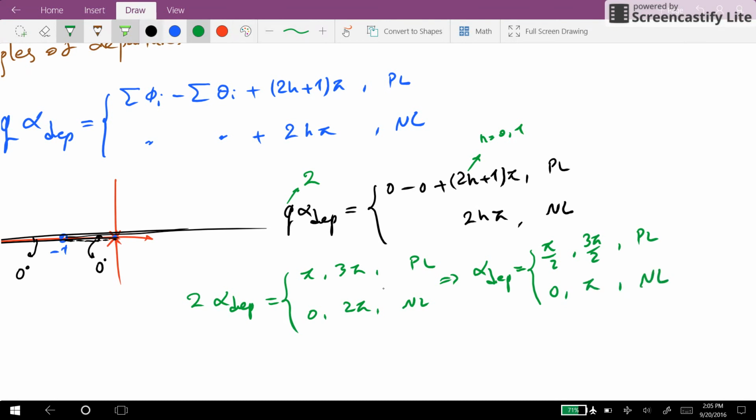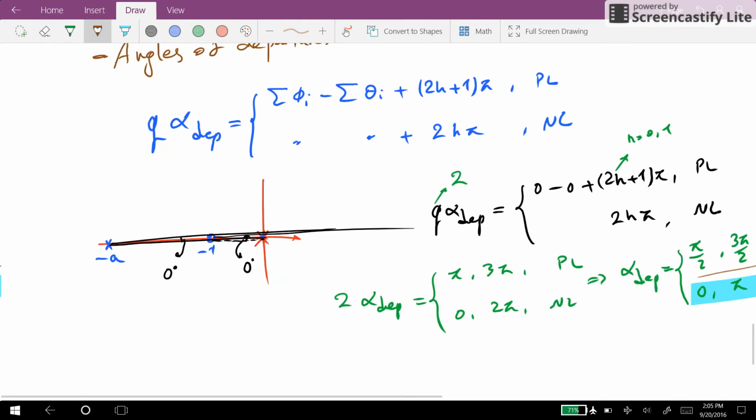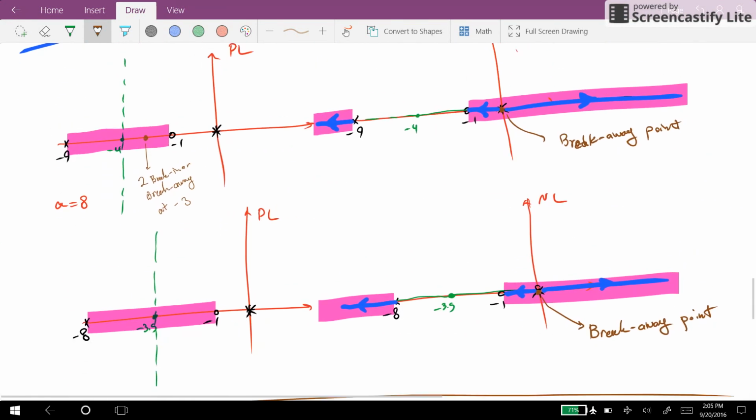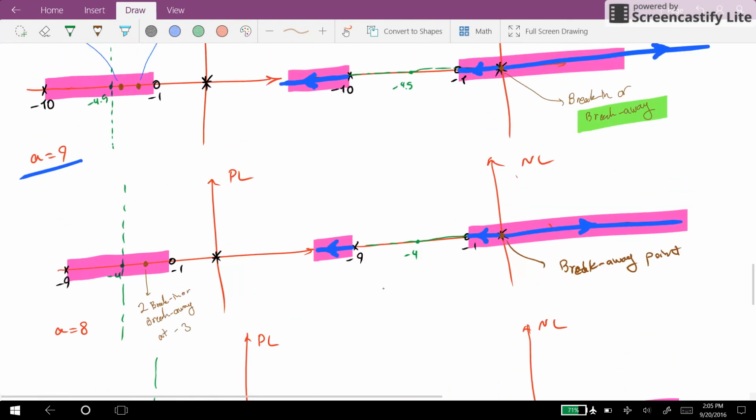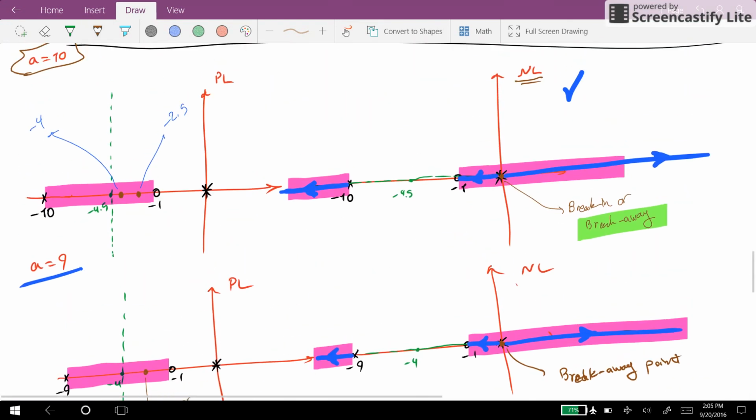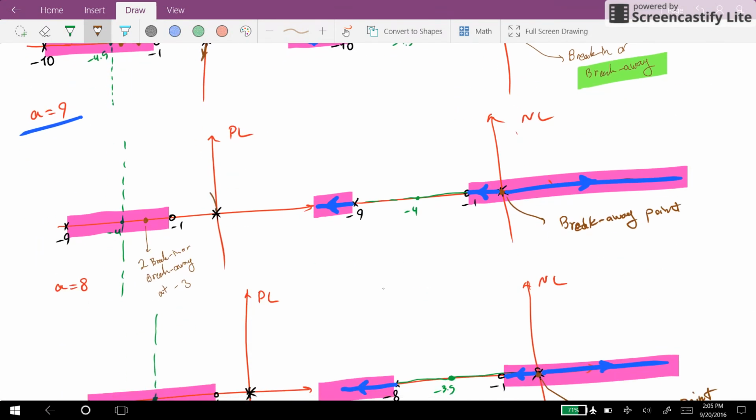So this is what we have already discussed. And now for the positive locus, the angles of departure are obtained as pi over 2 and 3 pi over 2 for all cases. So it doesn't depend on the value of a. Therefore, for all cases, we will have the poles departing with these angles, 3 pi over 2 and pi over 2, as we have here.